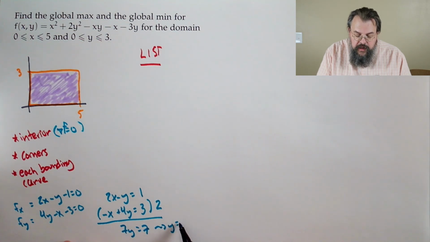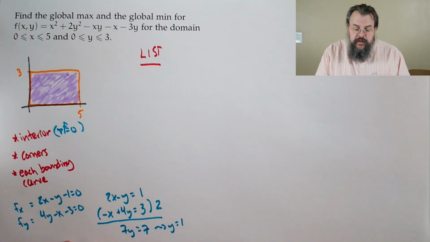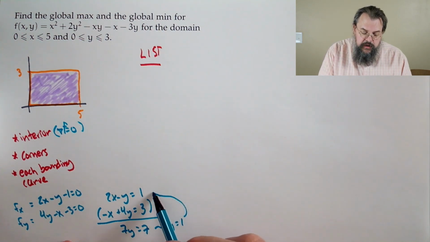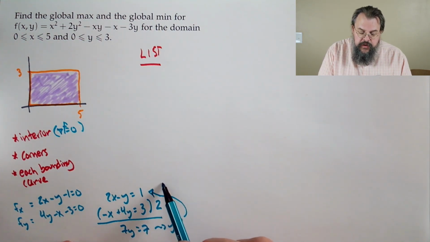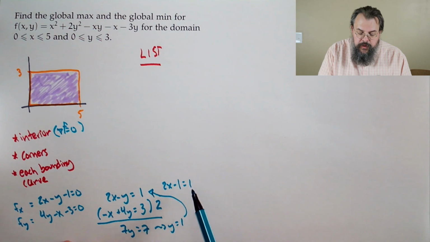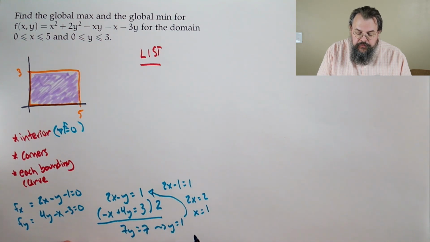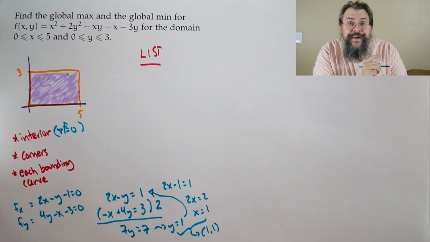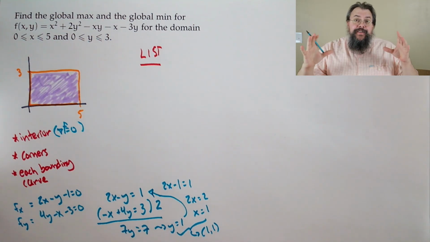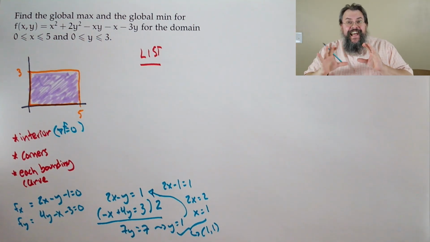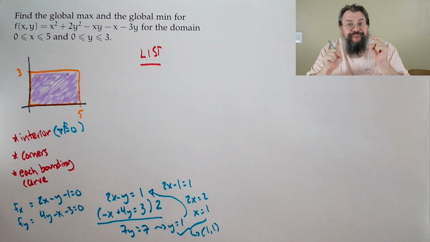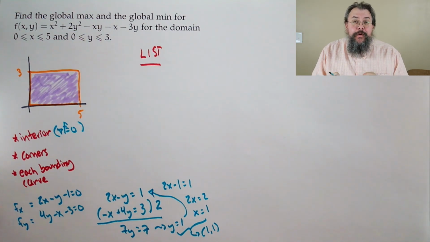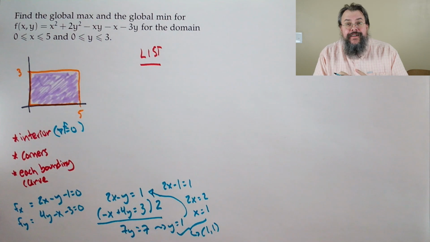That tells us y equals 1. All right. Plug that into that equation: 2x minus 1 equals 1, 2x equals 2, x equals 1. So, aha, that leads to the point (1, 1). Now, does (1, 1) make our list? And you're going to say, yes, it makes our list. And it's true. The answer is yes. But let's be careful. What do we need to check?